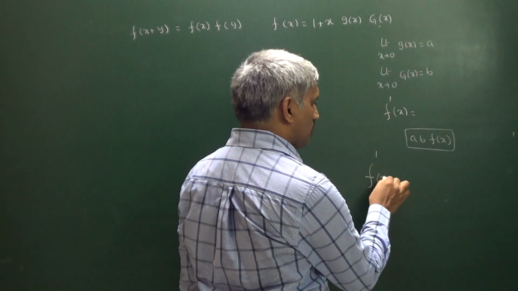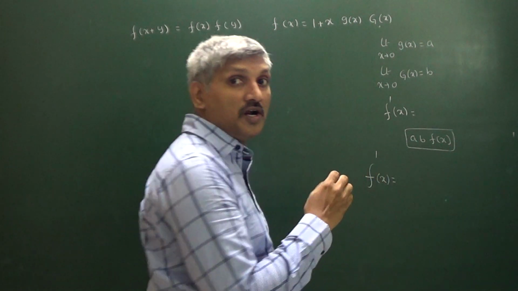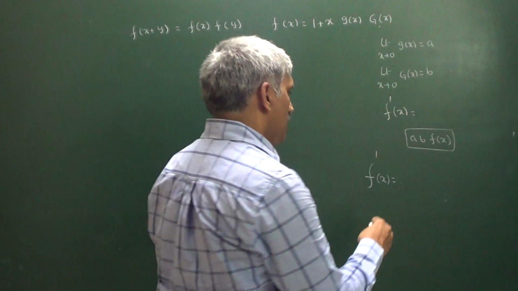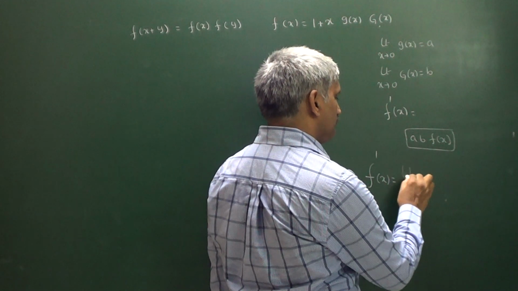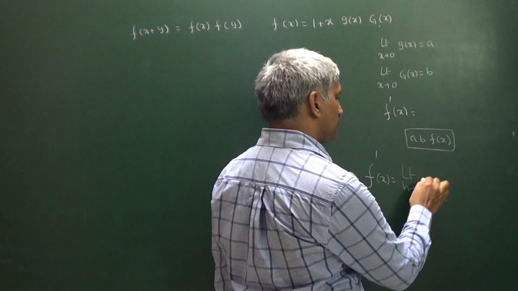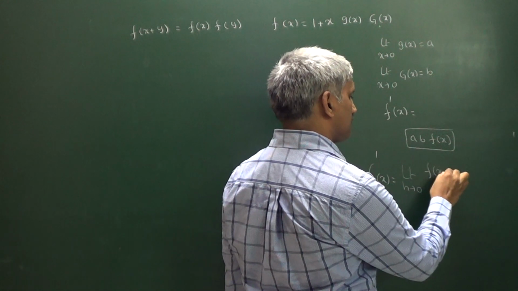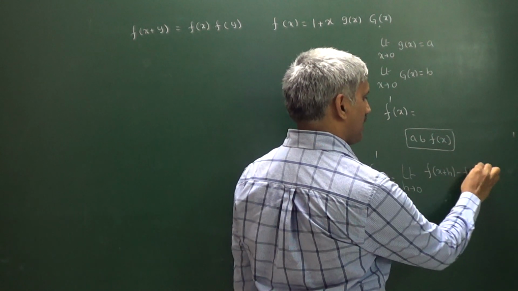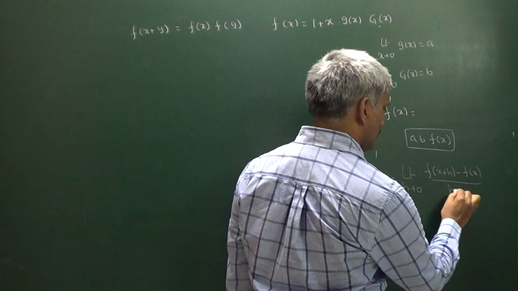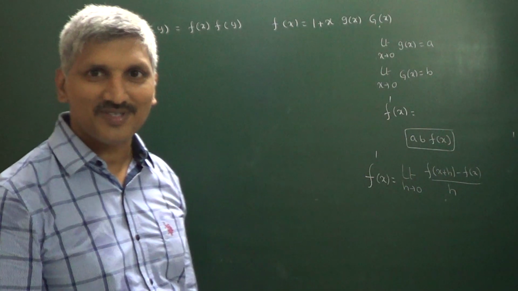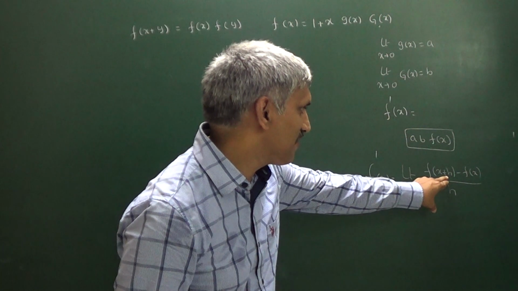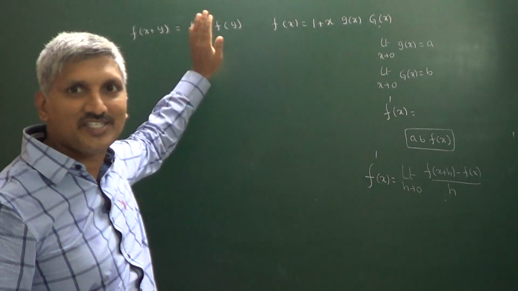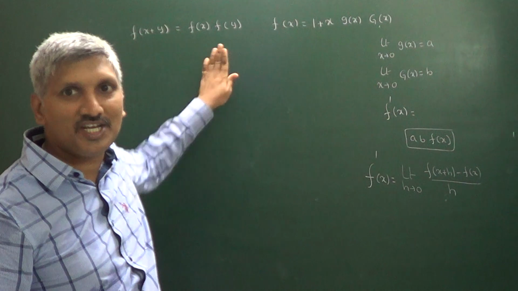I hope everyone knows that in first year, most of the differentiation formulas we derived with the help of this one only. f dash of x is equal to limit h tends to 0, f of x plus h minus f of x divided by h. So this we are going to use. Here, in place of f of x plus h, we can write f of x into f of h. This functional equation we can use.